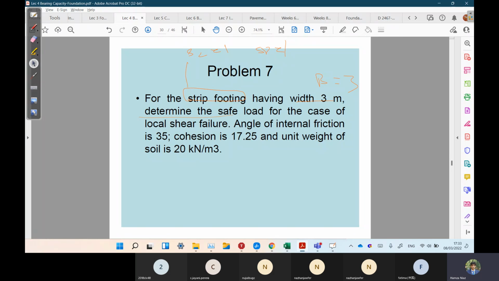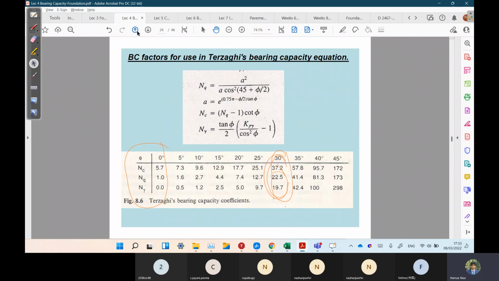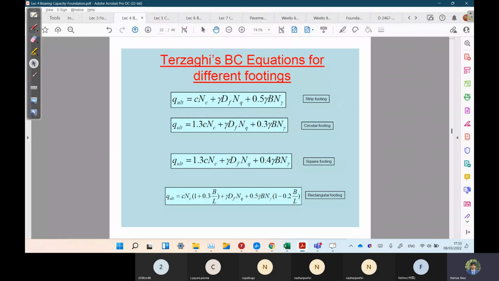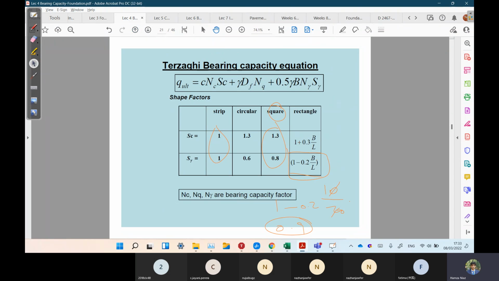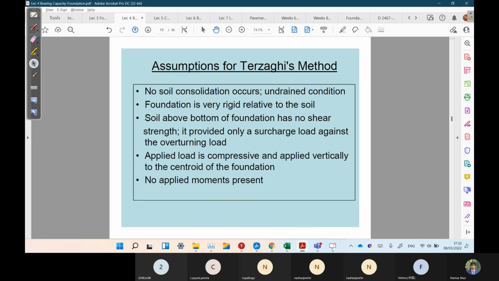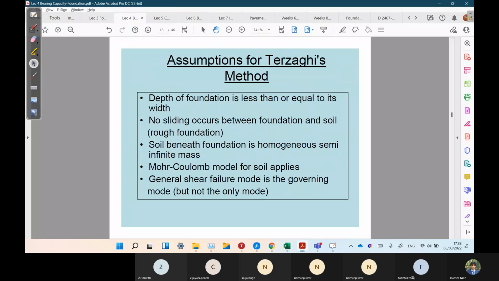Safe load for local shear. Yes, this one is different. Local shear failure. Phi is equal to 35 degrees, C is equal to 17.25 and the gamma is 20 kilonewton per meter cube. So for local shear, there are two types of failures. The first is general shear failure. Second one is local shear failure proposed by Terzaghi.